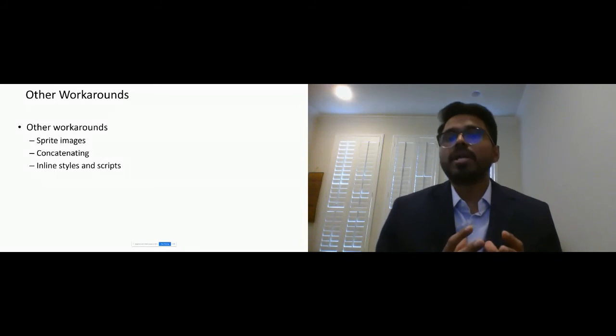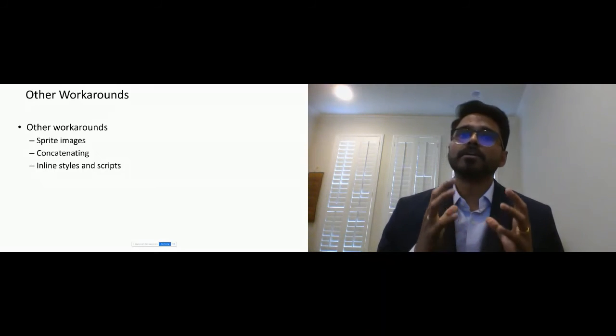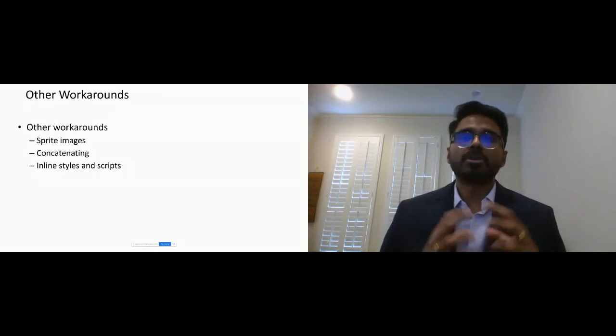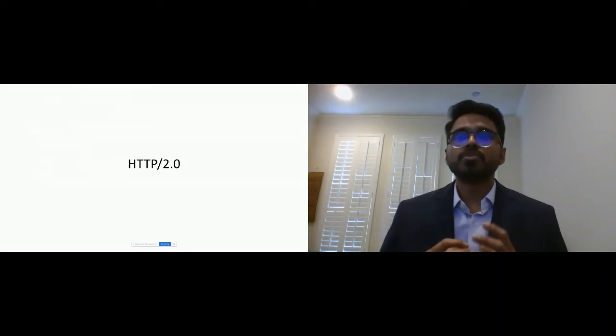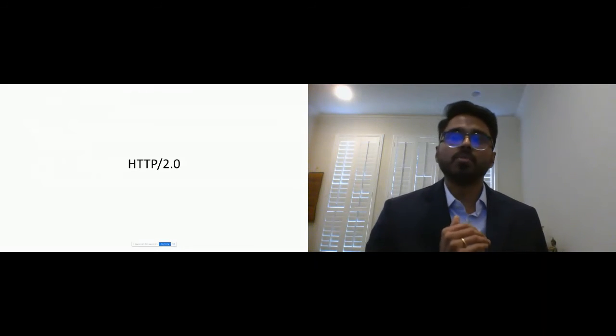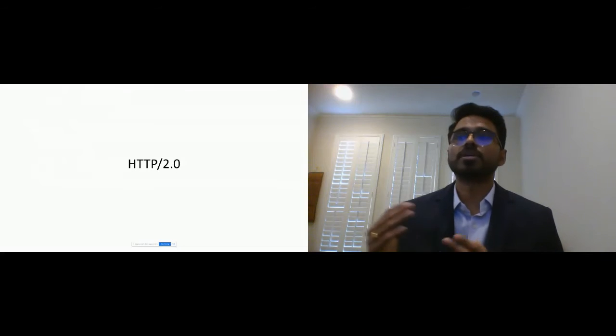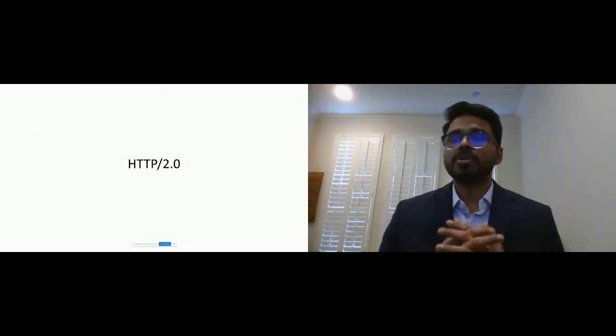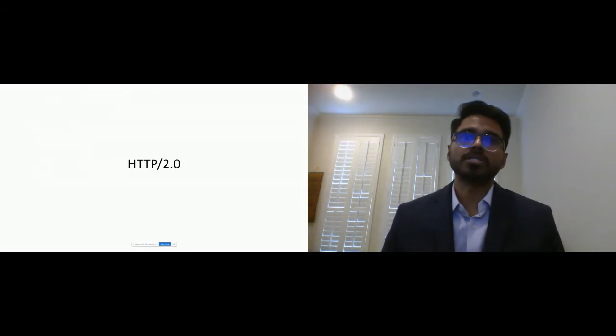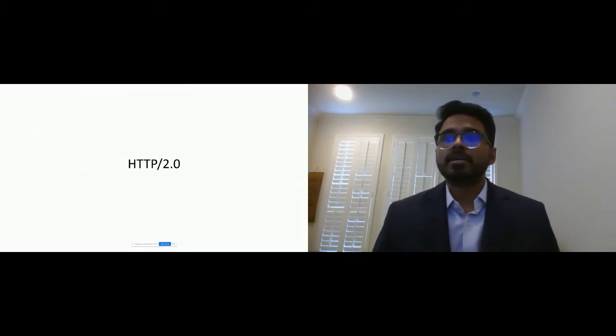So this is when people decided, okay, these workarounds are too much. These are a lot of overhead. So how do we fix this? That's when HTTP 2.0 was introduced. HTTP 2.0 is not a replacement of HTTP 1.1. It is an improvement to HTTP, to solve all the workaround problems. HTTP 2.0 essentially removed the need for all the workarounds that we just discussed, like domain sharding, image spriting, concatenating, and inlining.